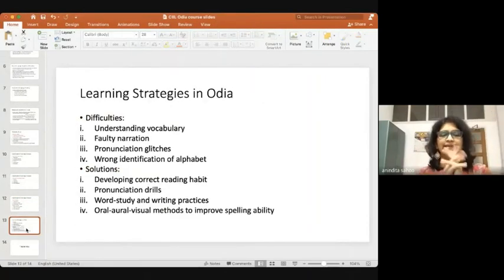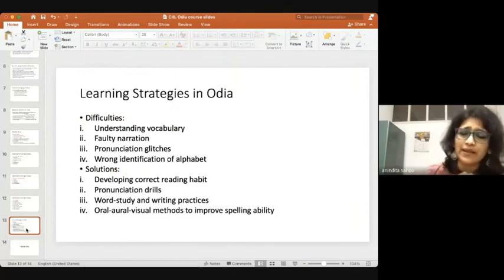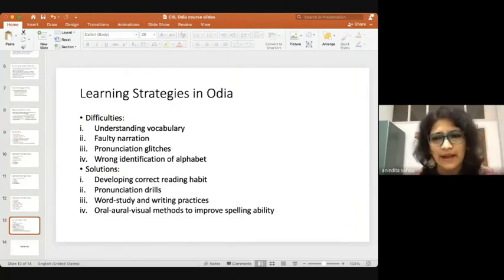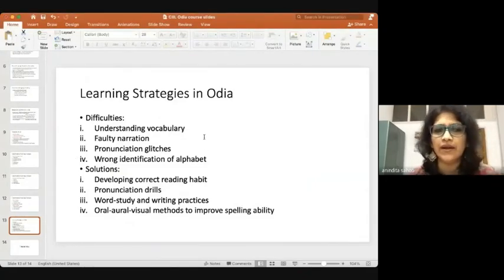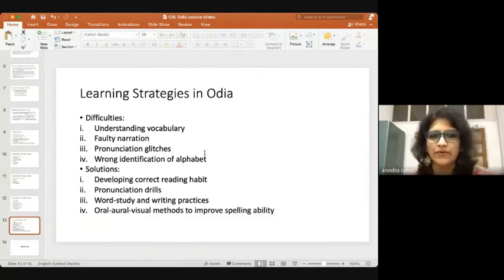And this is the last slide that I have related to Odia. I have already given you certain examples and I am also running short of time. So the primary difficulties are understanding vocabulary, faulty narration, pronunciation glitches, and wrong identification of alphabet. I will just quickly tell you, and you as teachers also understand how to work on it. So understanding vocabulary is a difficult task.